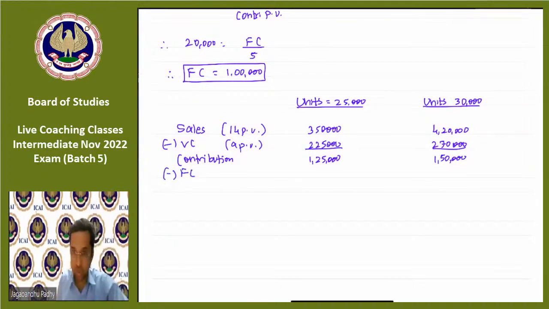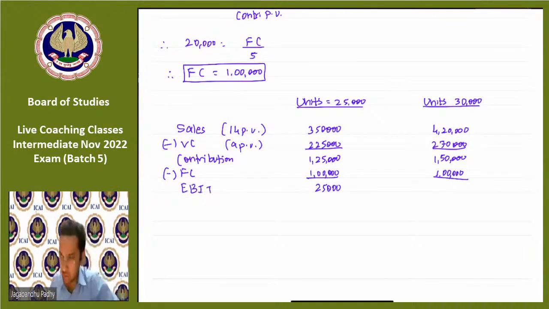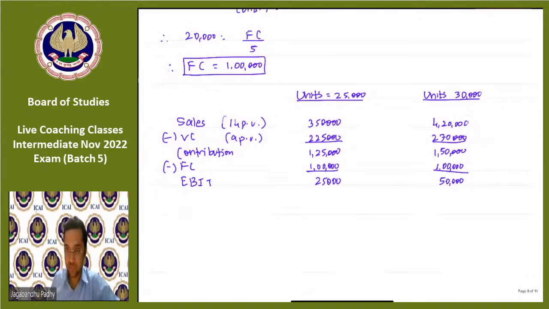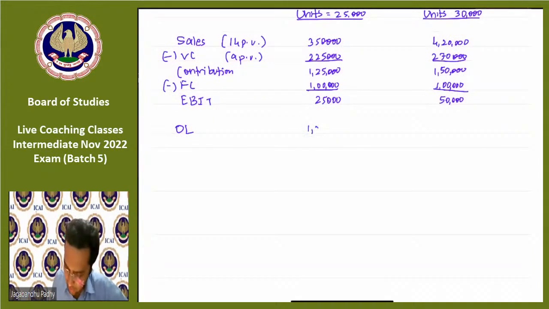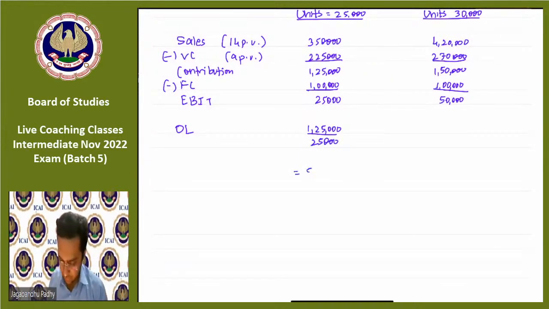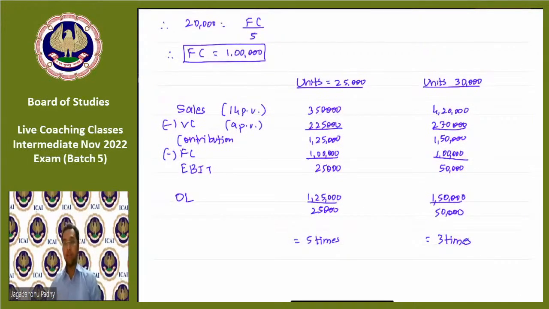From this, we will reduce the fixed cost of 1 lakh, which is going to be a constant figure in both the cases, right? This EBIT will work out to be 25,000 and 50,000. So operating leverage will be 1 lakh 25,000 divided by 25,000, which is of course 5 times. That's contribution divided by EBIT. And then it is 1 lakh 50,000 upon 50,000, which is 3 times. Okay. Now, an important interpretation lies over here, guys.